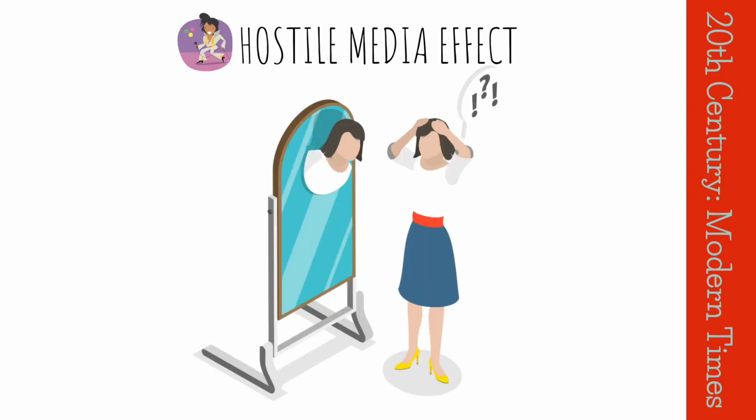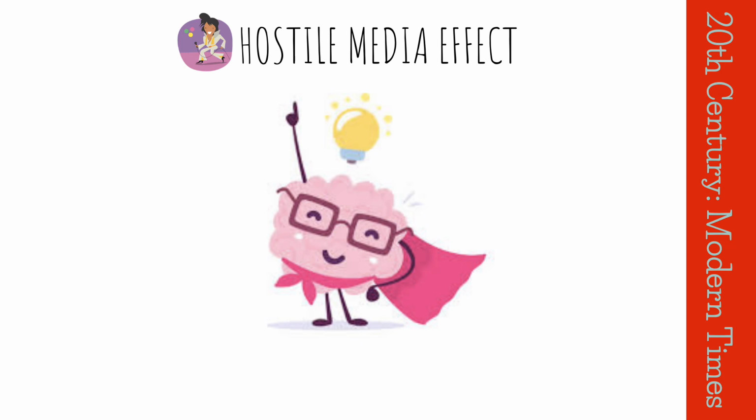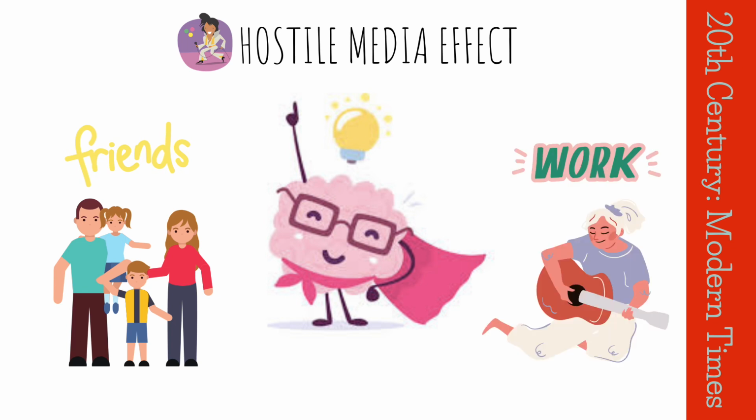Our brains are constantly taking in information from the world around us. To avoid being overwhelmed, our brains filter out unnecessary information and focus on the things that are most important to us. This happens automatically without us even realizing it.